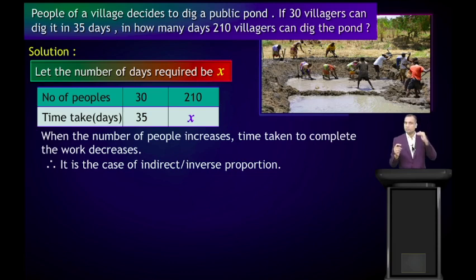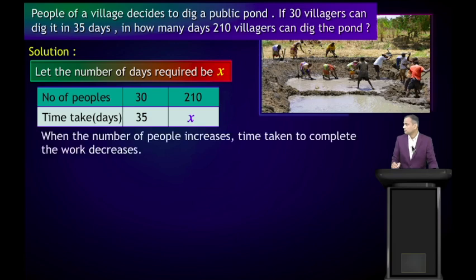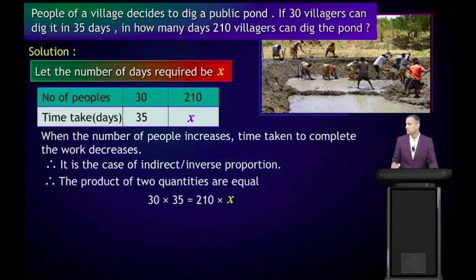So here the number of people increases but the time taken decreases. Which kind of proportion is this? Yes, very good. This is inverse or indirect proportion. When the number of people increases, the time taken to complete the work decreases. So it is the case of indirect or inverse proportion. Now in indirect proportion, the product of the two quantities is always equal.